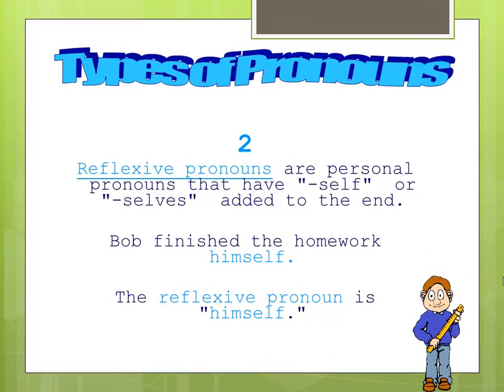Number 2, reflexive pronouns. Of course, thinking of reflexive, it reflects back. So the pronouns that have self or selves added to the end are reflexive pronouns because they refer back to, Bob finished the homework himself. So he did his own homework. It's reflexing back to he, Bob. So far we have personal pronouns and we have reflexive pronouns.